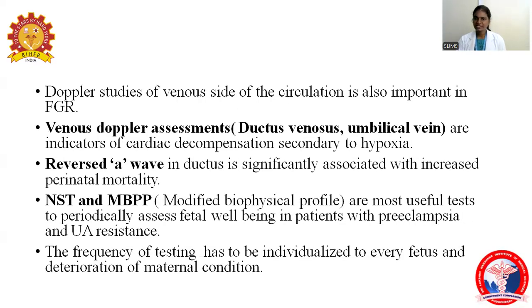Doppler studies of the venous side of circulation are also important in case of FGR. The venous Doppler assessments, like ductus venosus and umbilical vein, are indicators of cardiac decompensation secondary to hypoxia. Reversed A wave in the ductus venosus is significantly associated with increased perinatal mortality. NST and Manning's biophysical profile are the most used tests to periodically assess fetal well-being, especially in patients with preeclampsia and abnormal umbilical artery resistance. The frequency of testing we have to individualize according to the patient condition and baby status.